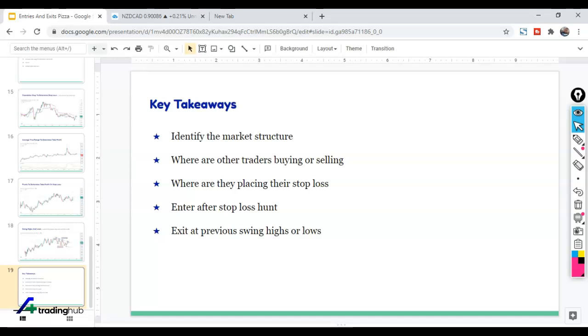Then you ask yourself, where are other traders buying or selling? When you identify where other traders are buying and selling, you mark it on your chart. You can use a horizontal line. That is normally what I do, I use a yellow line on my chart. You now think again, where are they placing their stop loss? You identify that point, you place another line on that chart. So that range between where others are buying and where others are placing their stop loss, if it's a 20 pip, a 100 pips range or a 200 pips range, within that range, that is your entry range.